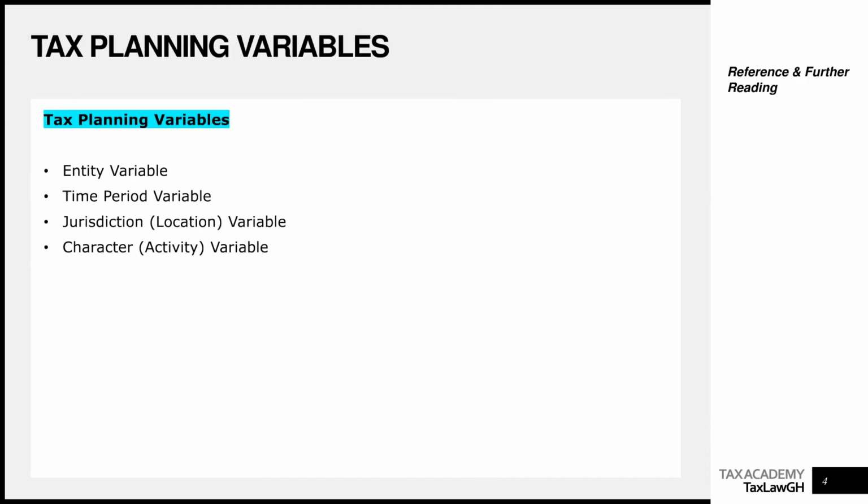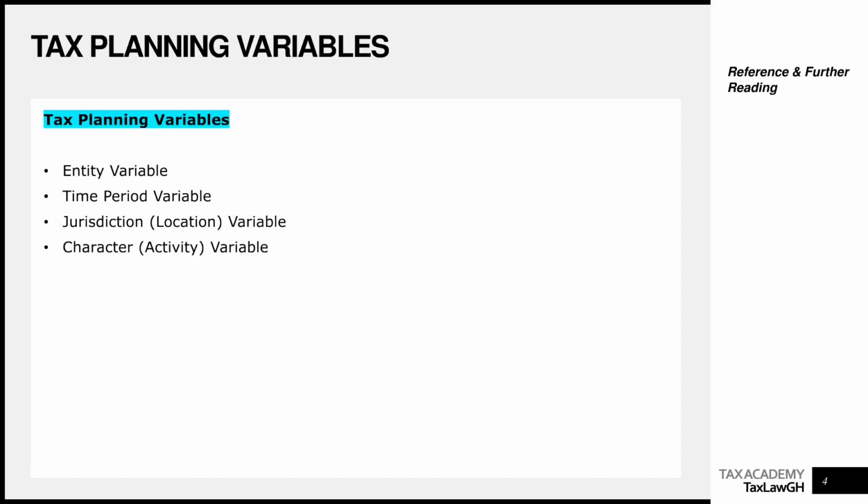Now that we know what tax planning is, what are the variables that go into tax planning? What are the elements that we consider when we are drawing up a tax plan? What do you consider when you are undergoing the tax planning process? Just know that we have four essential variables, four key makeup elements that go into tax planning.